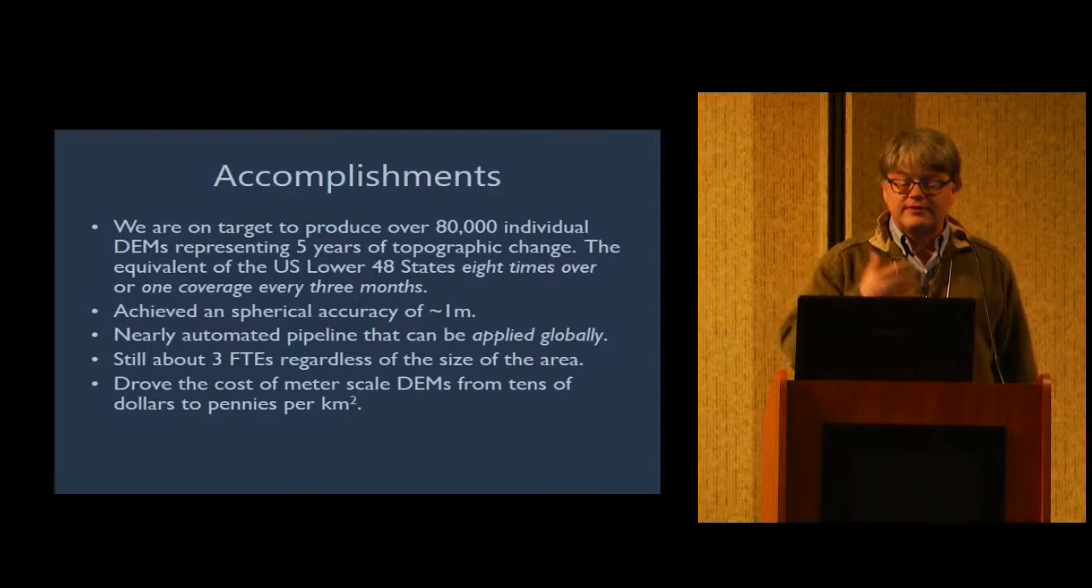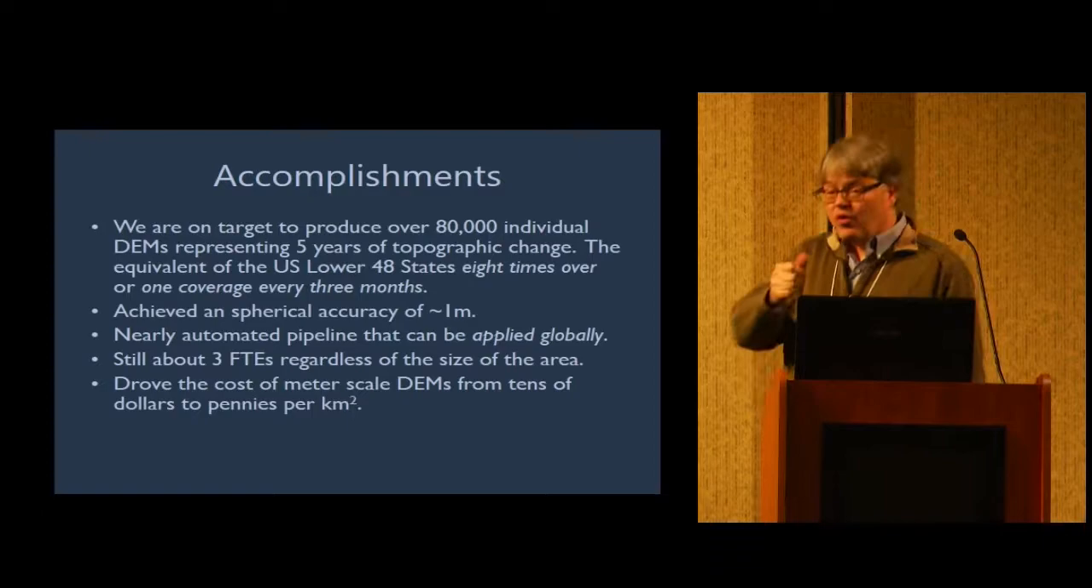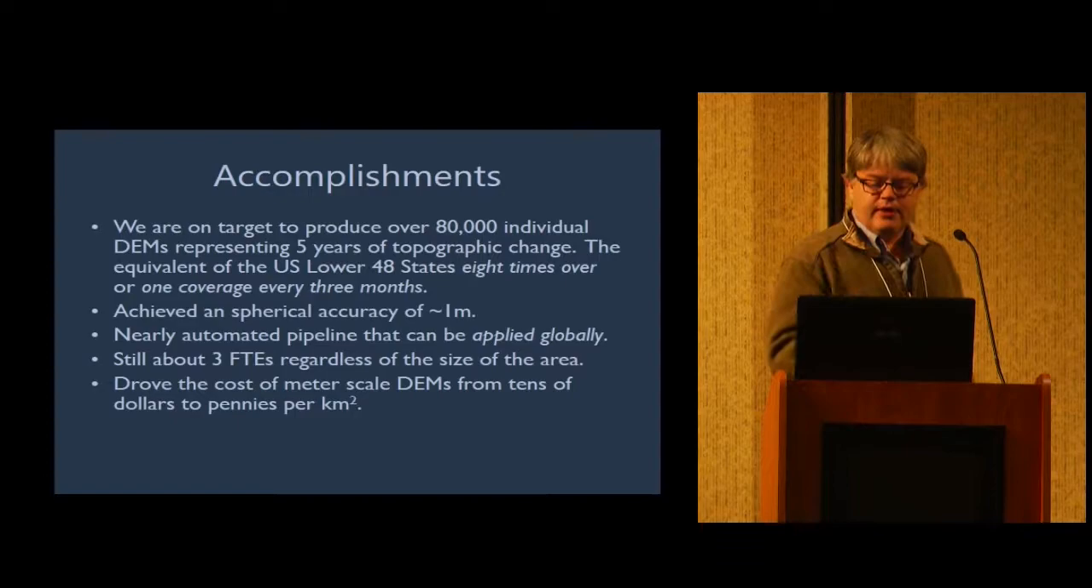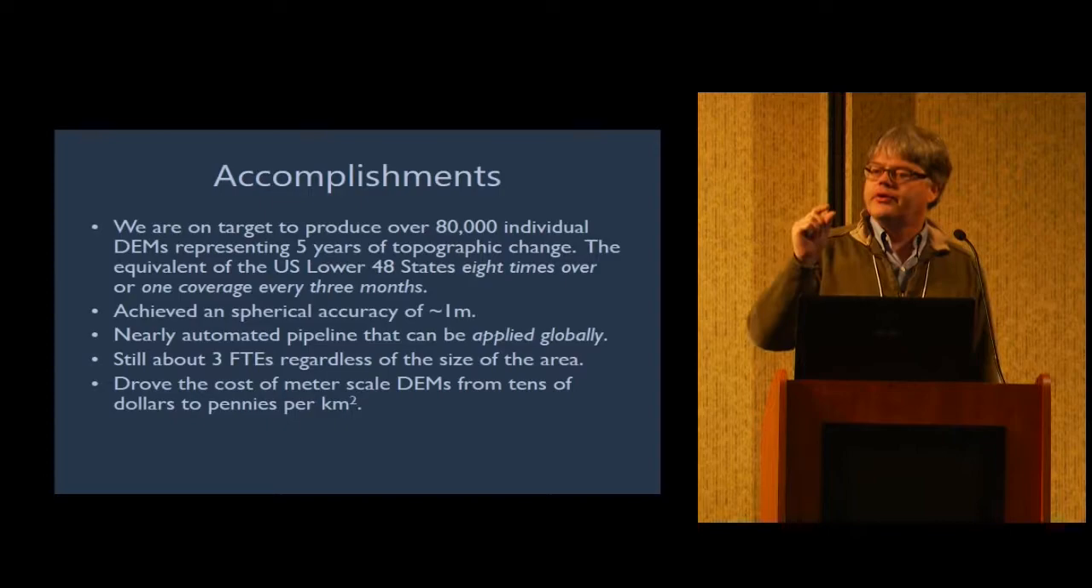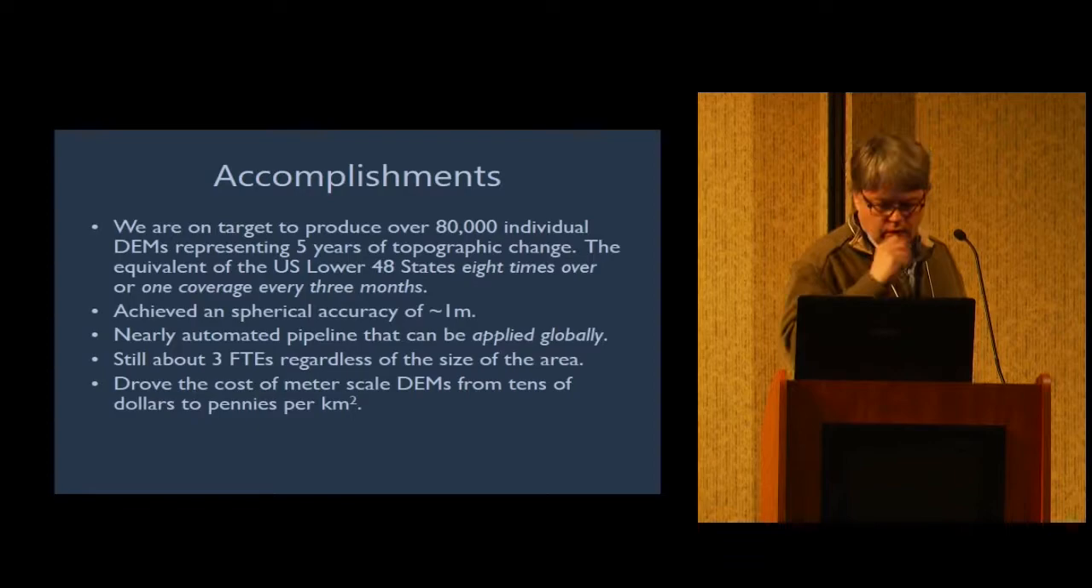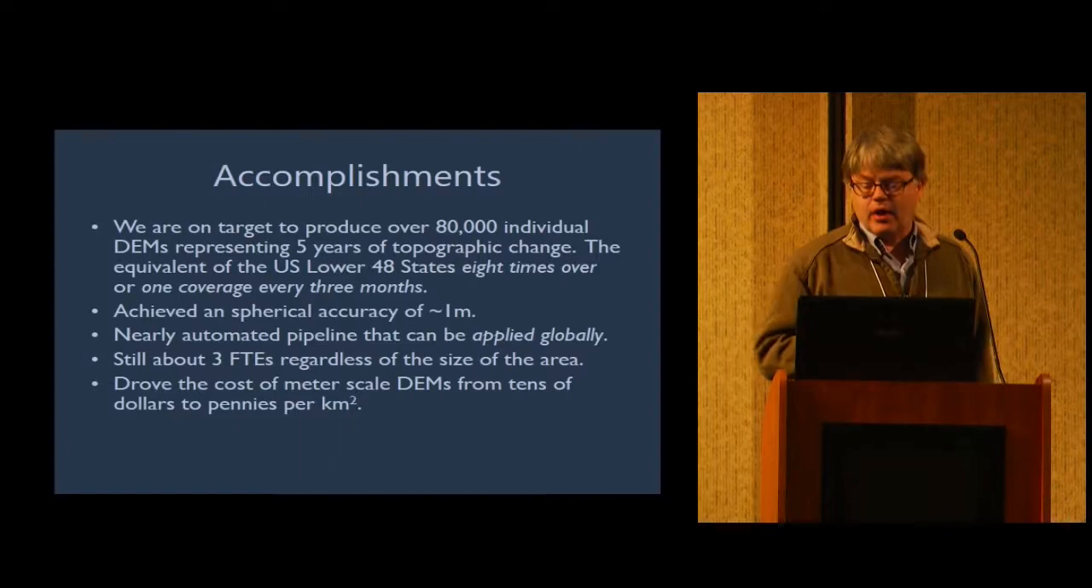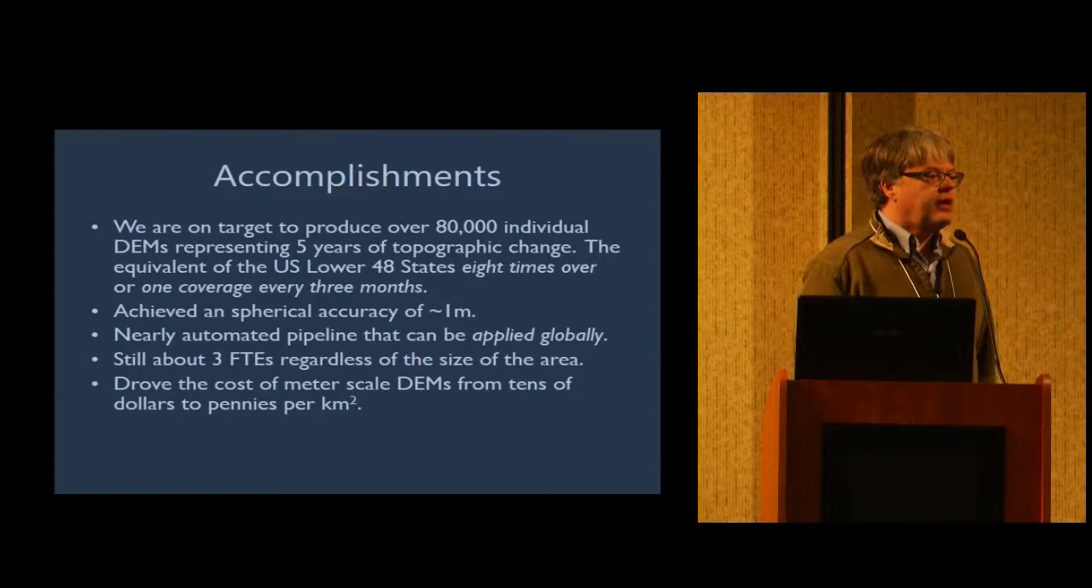So this is the equivalent of doing the lower 48 about eight times over, or about once every 3 months. One of the most amazing things we've done here is we seem to be achieving right now a spherical accuracy, so an accuracy of that point on the ground of about 1 meter. This pipeline is nearly automated at this time. And one really important thing is it's geography independent, so we can run it in the Arctic, we can run it elsewhere on Earth.